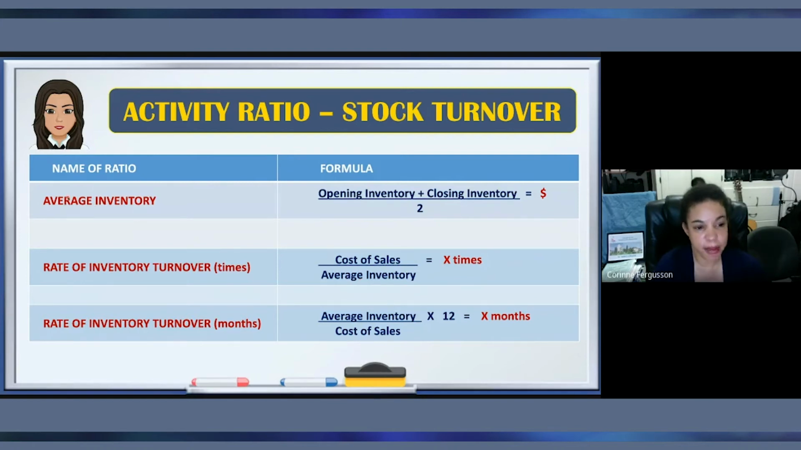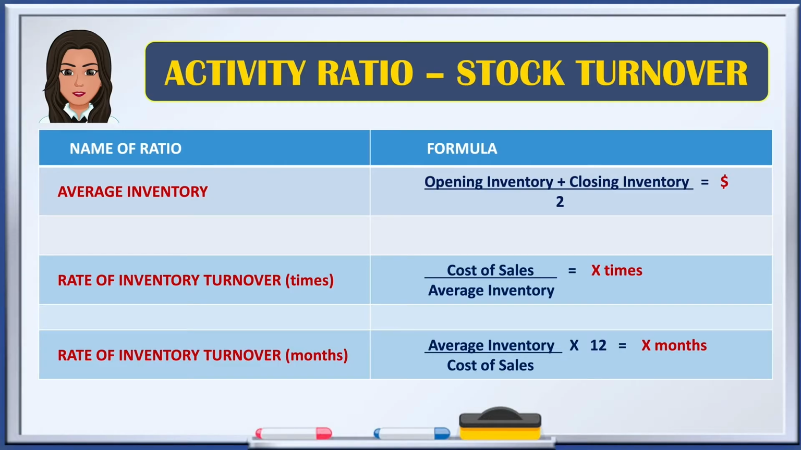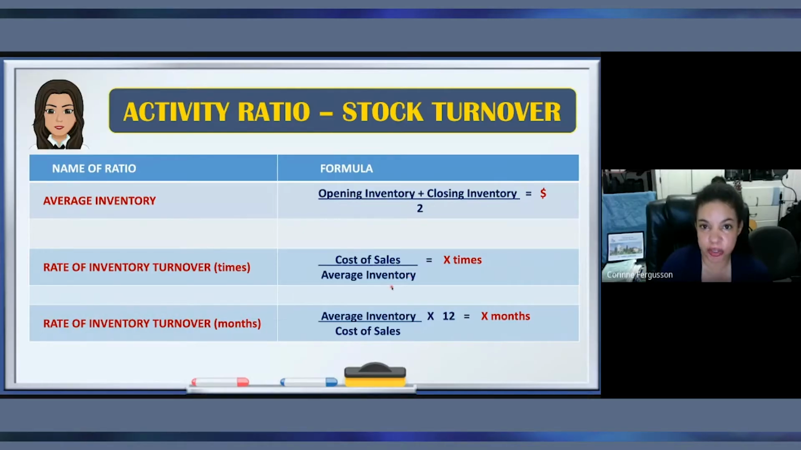So the first step, if they ask you for the rate of inventory turnover, it doesn't matter which one they're asking for. Once they ask you for the inventory turnover, the first thing you have to do is work out your average inventory. And that will be your opening inventory plus your closing inventory over 2. And that will give you your monetary amount for your average. And then you would plug it into your figures, into your formula.